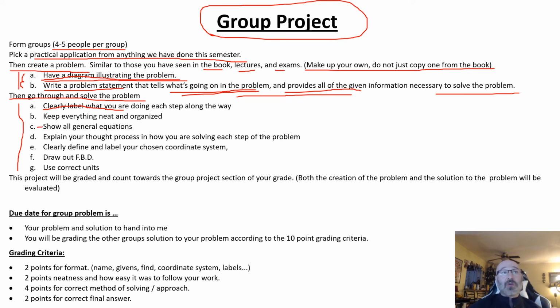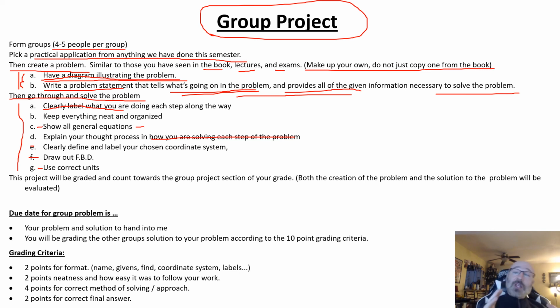Show all the general equations and maybe even write where those are referenced to in the textbook. Explain your thought process. So write out a little note next to each one about how you're solving each step of the problem. Clearly define and label your chosen coordinate systems. Draw out your free body diagrams and use correct units. Now, the reason I'm asking for this much detail is twofold.